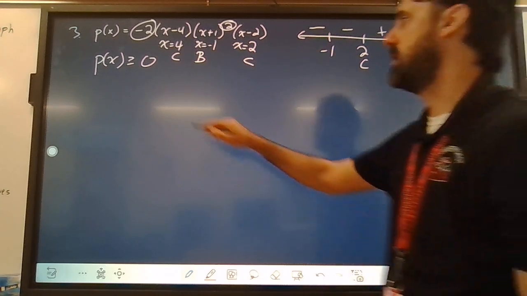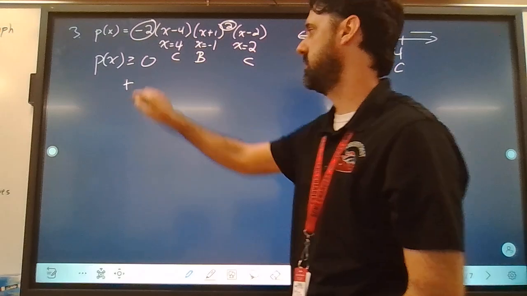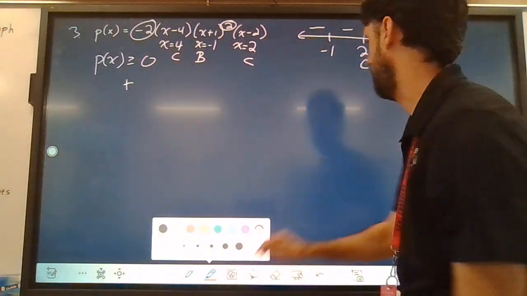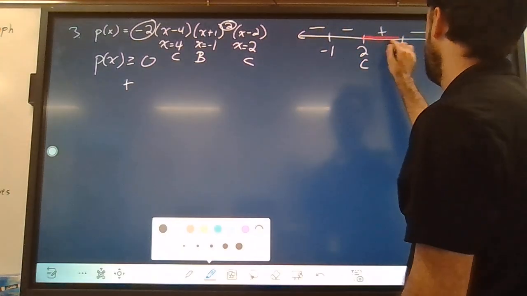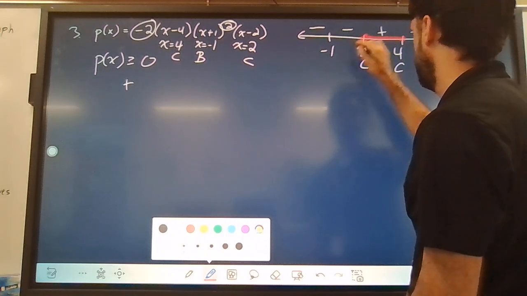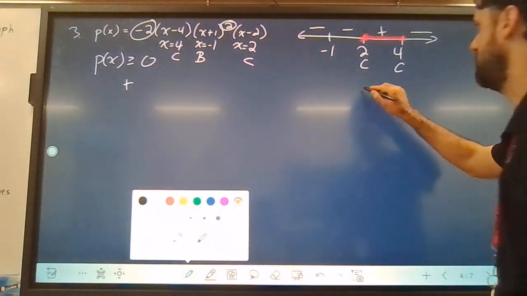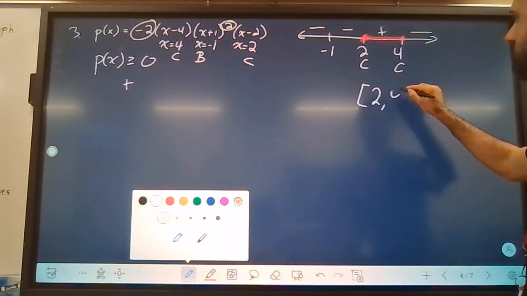Now we're looking for greater than or equal to 0. That would be the positive portion. And so the positive portion is right here, including the endpoints. And so that's why our answer is 2 to 4. 2 to 4, like that.